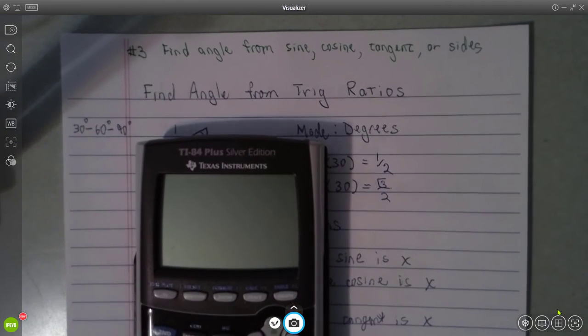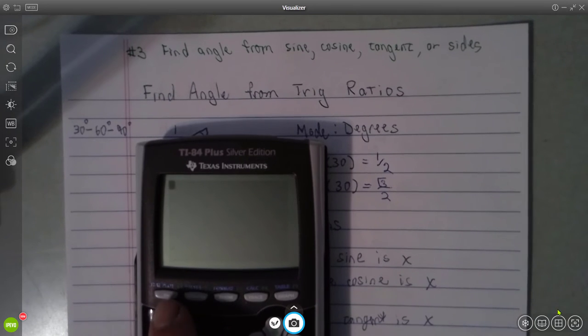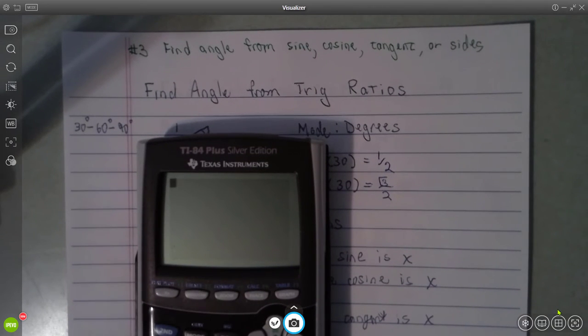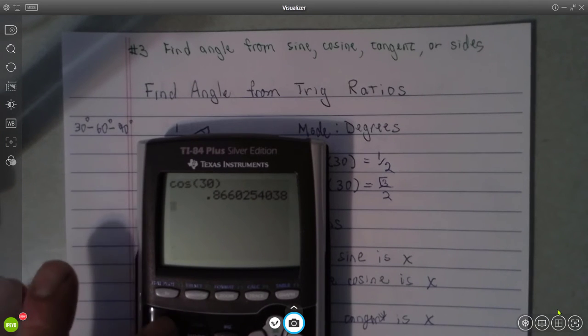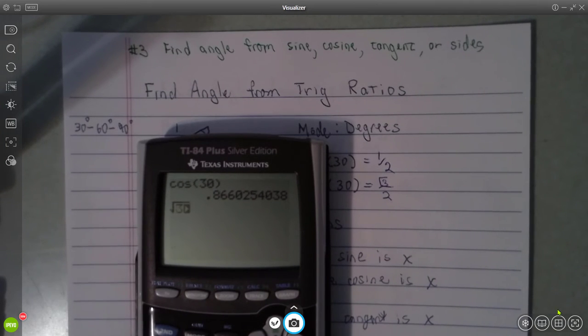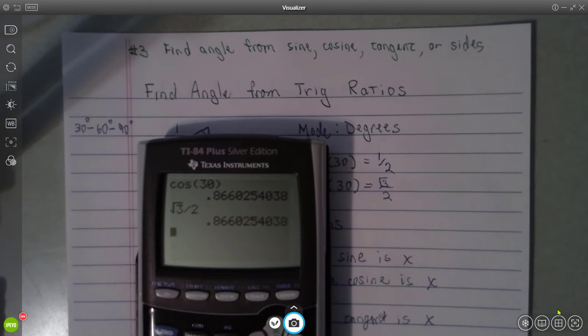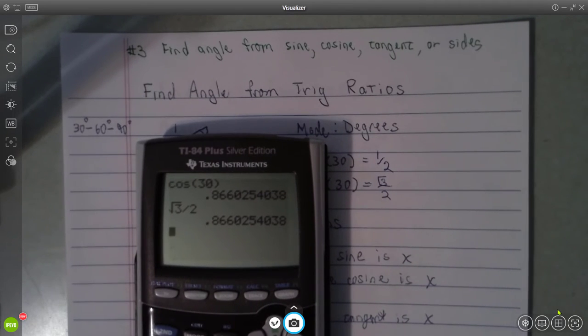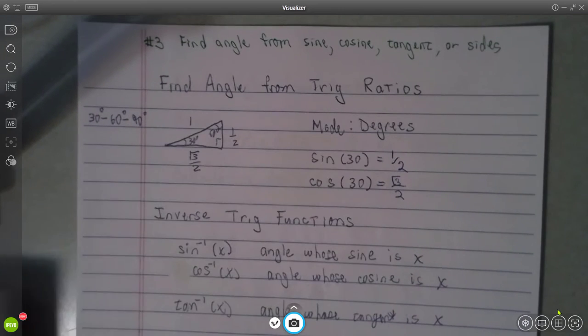If we wanted, say, the cosine of 30 degrees, I could simply press the cosine button, enter the 30. My calculator is already in degree mode, and I get about 0.866. Now that's supposed to be the same as root 3 over 2. It's probably worth checking that just once. Second, square root of 3, divide by 2. Sure enough, those two are the same.